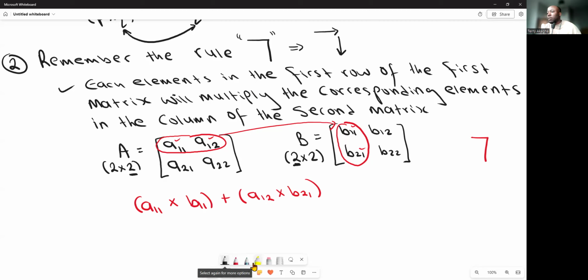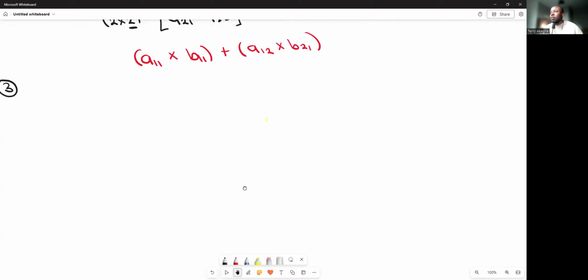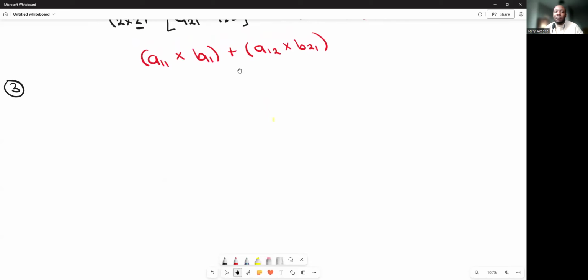Now, step 3. Let me take this up a bit. All right, so let's go to step 3 now. Number 3: the products are then added. From this point, we already have the products here, A11 times B11. Don't worry, I'm going to explain and give you an example. So just be patient with me and follow me, all right? So now the next step is that the products are then added. So these products you have here.